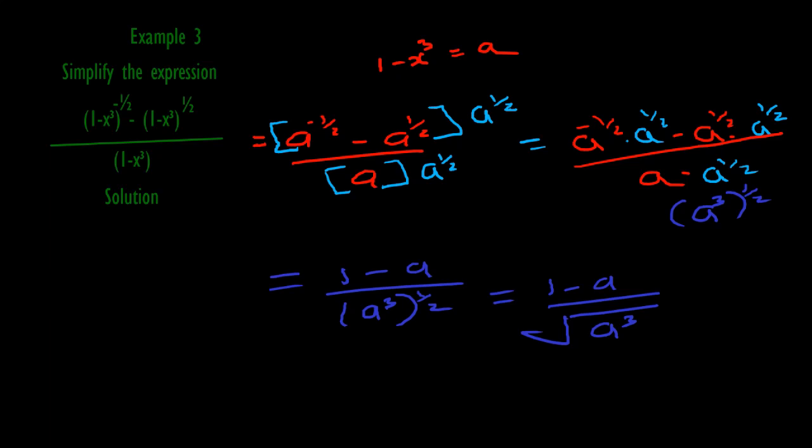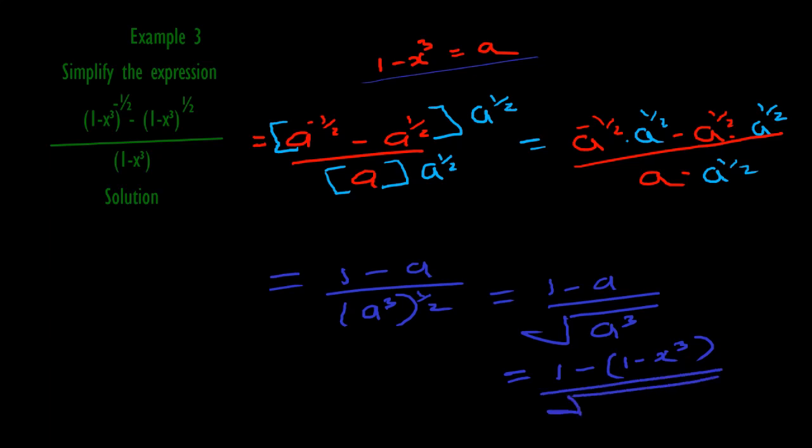Now we substitute the value of a to get back our original expression. A was 1 minus x cubed. If you substitute that value, we will have 1 minus a in bracket, 1 minus x cubed, because the whole of 1 minus x cubed is a, so you bracket it. Then in the denominator we have square root of a, you put the value of a in bracket, which is 1 minus x cubed, you close the bracket, then the whole of that is raised to power 3.